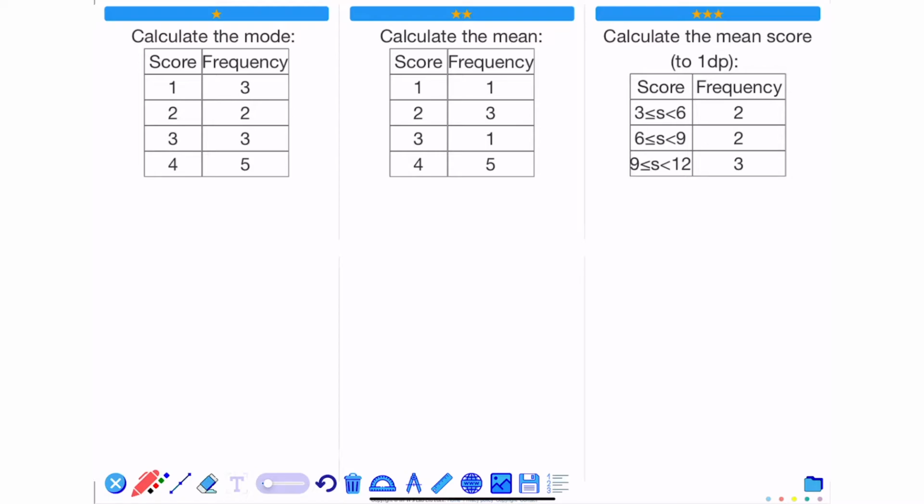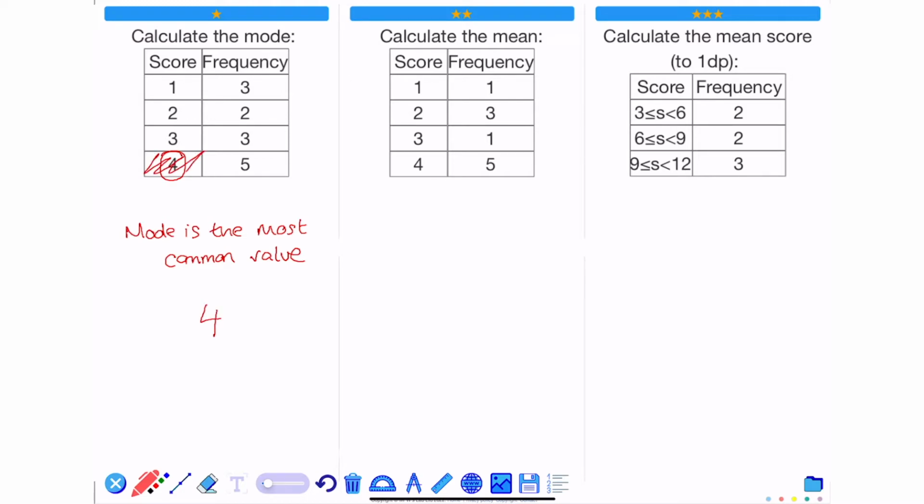In order to calculate the mode, we need to first understand it. Mode is the most common value. So having analysed the frequencies, the score that appeared the most was 4. Because it appeared 5 times, and this was more than any other score. So the mode is 4 in this case.